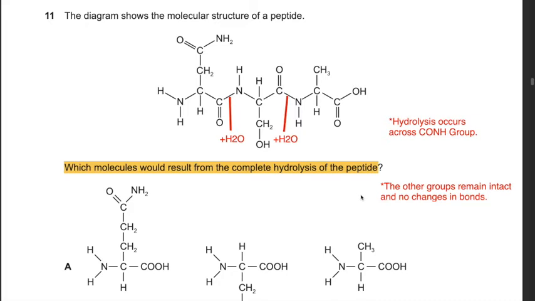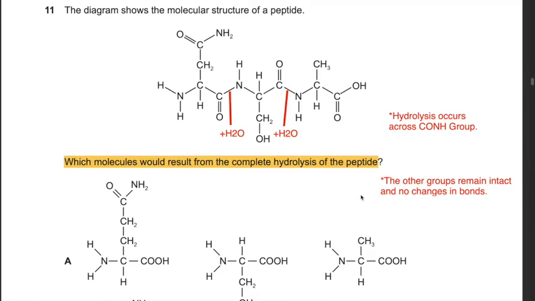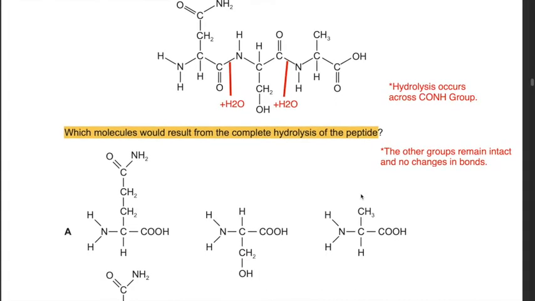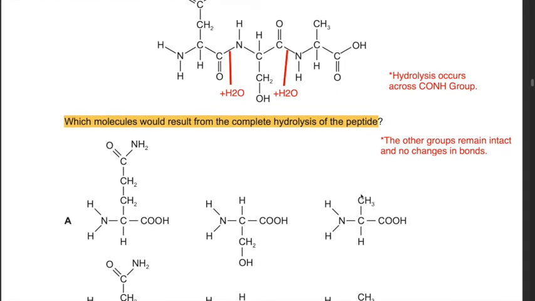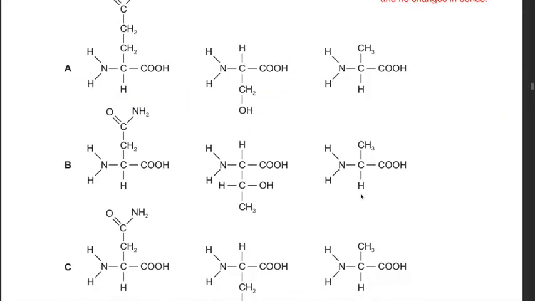Again, hydrolysis occurs across the CONH group, and I have marked over here where water would be added in order to break that bond, and as you can see over here, 2 water molecules are needed to break those 2 C double bond O single bond NH bonds. And once those 2 bonds are broken, and if you carefully go to the resulting molecule along with the answers, you would get the answer being C.